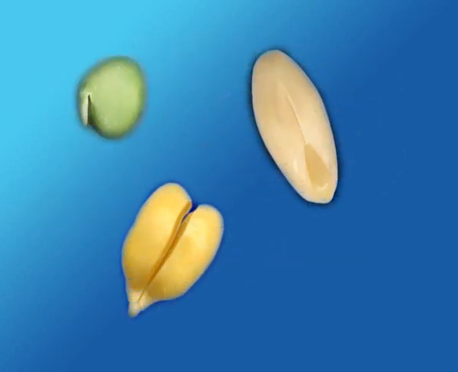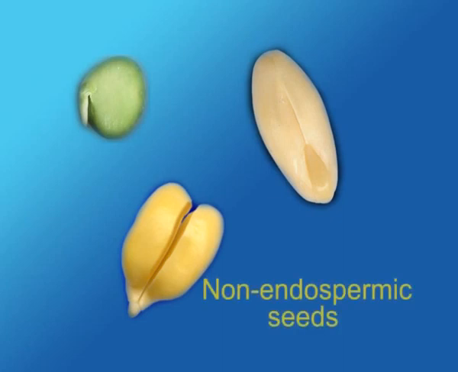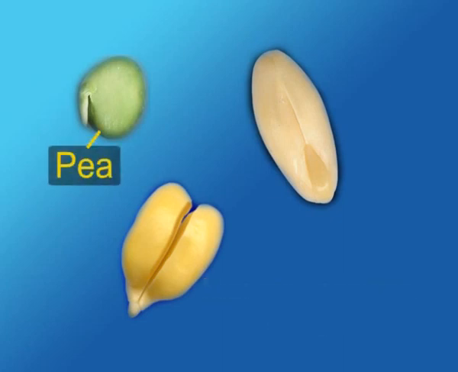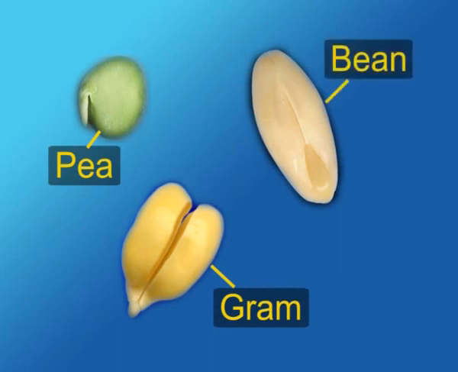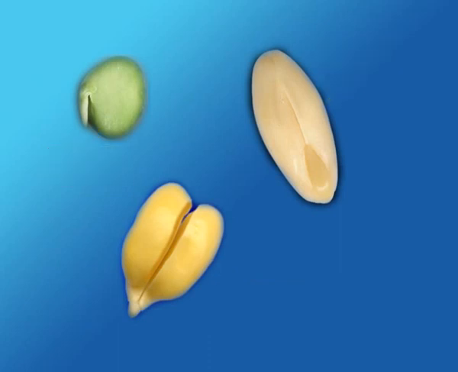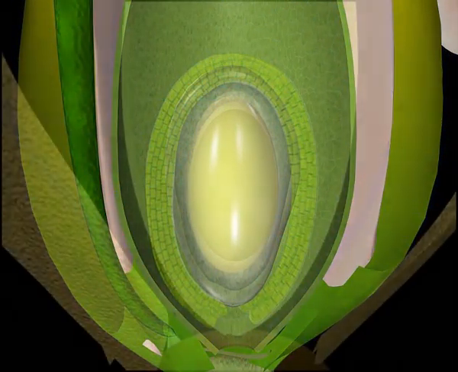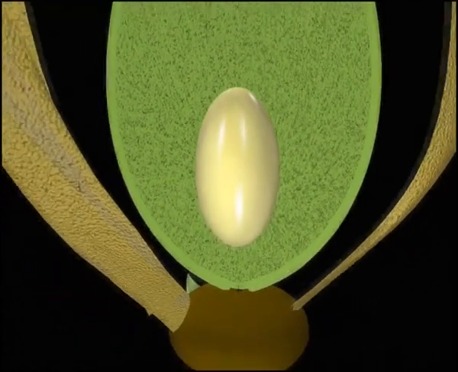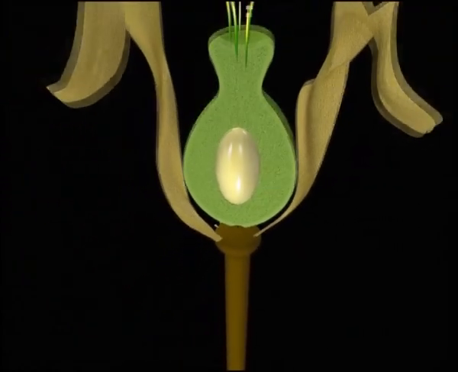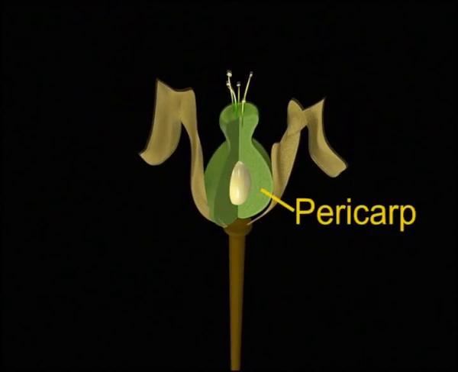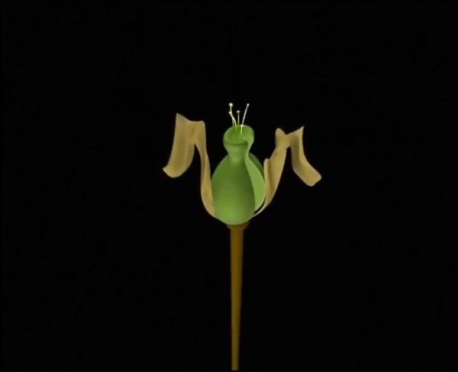Other seeds which do not have any remnant of endosperm in them are known as non-endospermic seeds, like pea, gram, bean, etc. The food for later development of the embryo in such seeds is stored in cotyledons. The tissue of the ovary wall is stimulated to grow along with seed formation. Ovary wall produces a fruit wall or pericarp, and the ripened ovary enclosing the seeds forms the fruit.